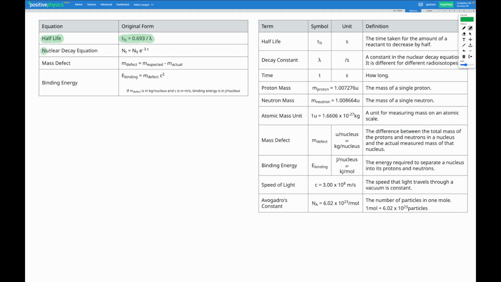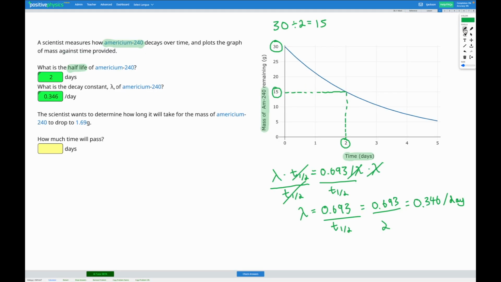Here's our nuclear decay equation. And this equation is going to calculate the mass or activity of our sample at any time. It doesn't have to be exact multiples of the half-life, using that decay constant as a factor. So we're going to go ahead and use that now. Here's our equation.